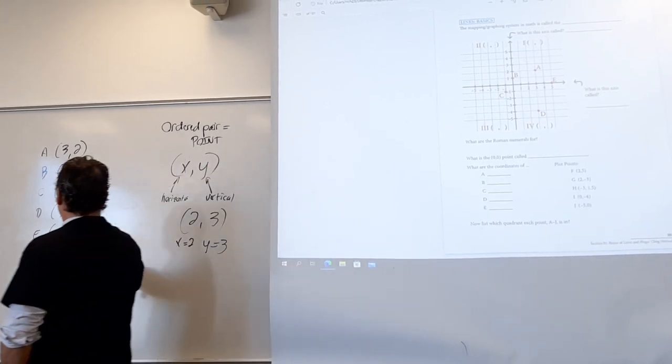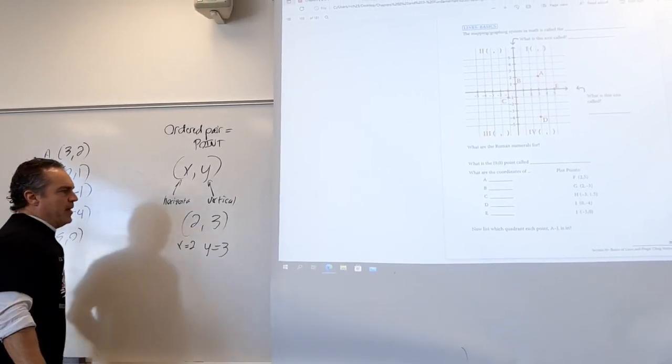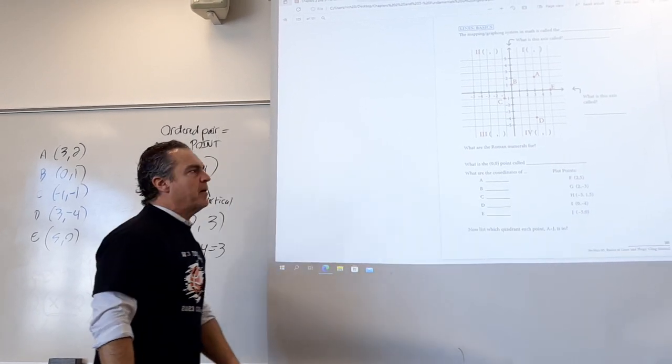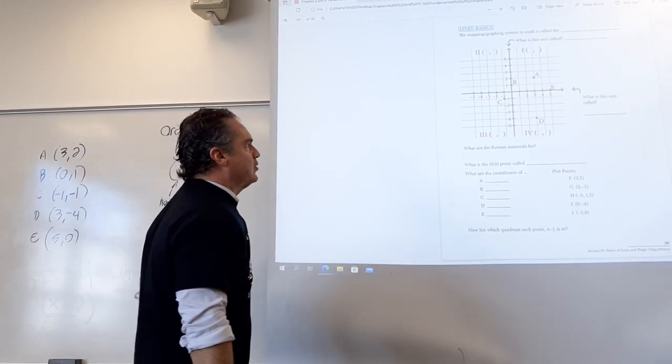Very good. And then we need to identify, look back down here, it says, now list which quadrant each point A through J is in. So let's do A through E. Let's talk about the quadrants they're in. Look at point A. What quadrant is it in?